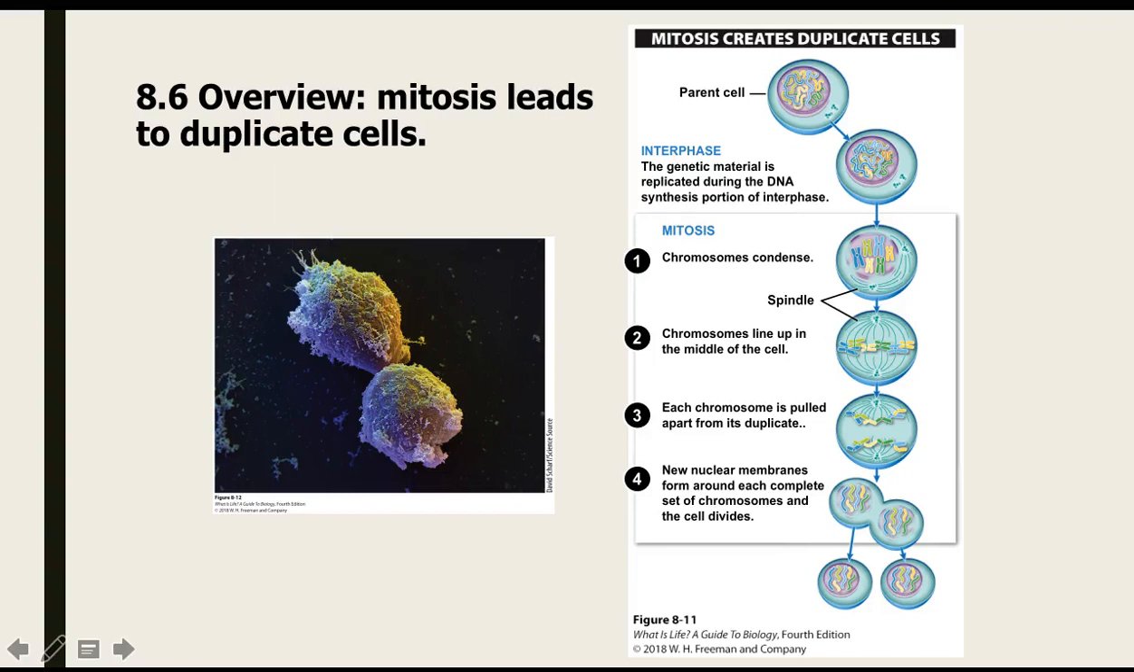So welcome to part 2 of chapter 8. We're going to dive into understanding how mitosis leads to exact copies or duplicate cells.